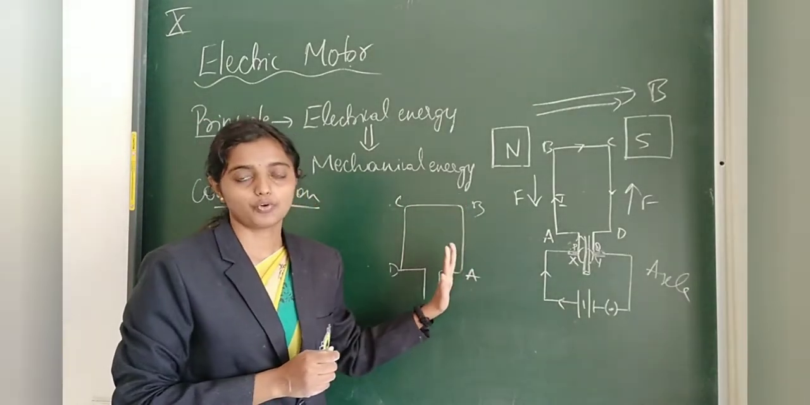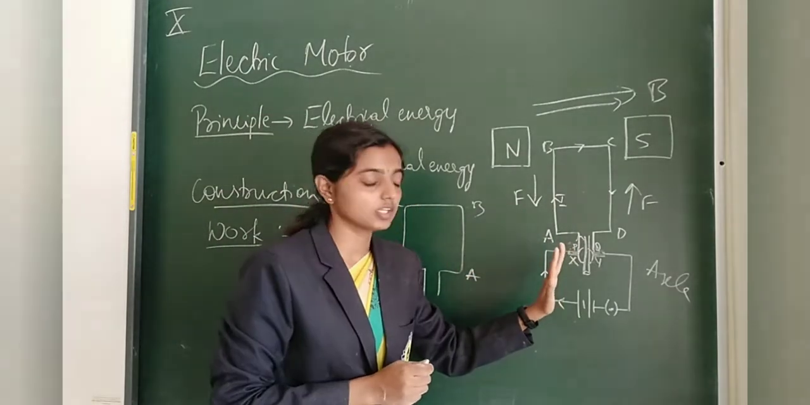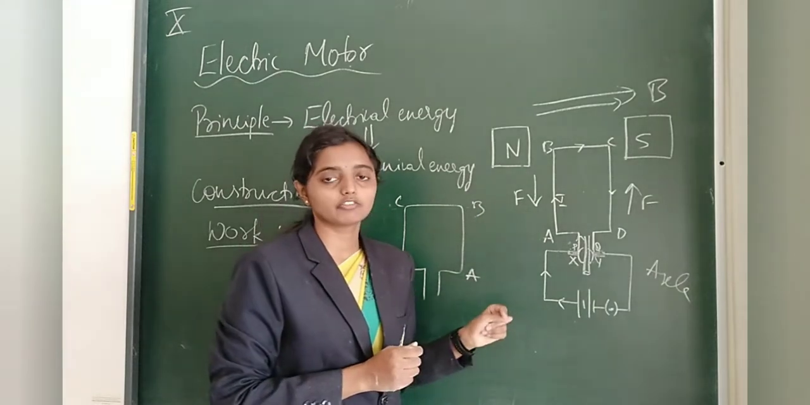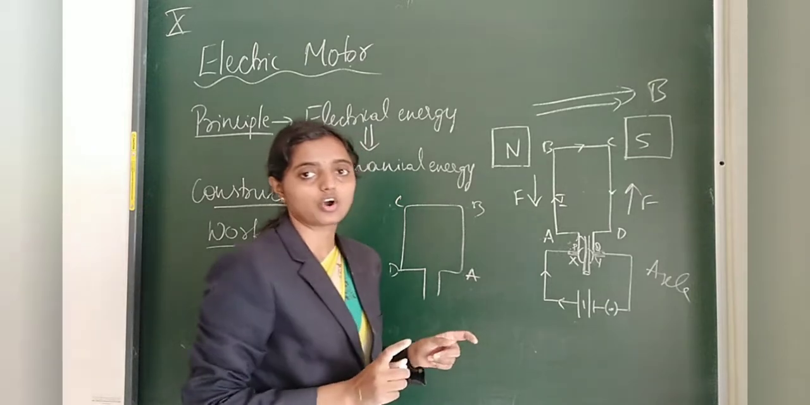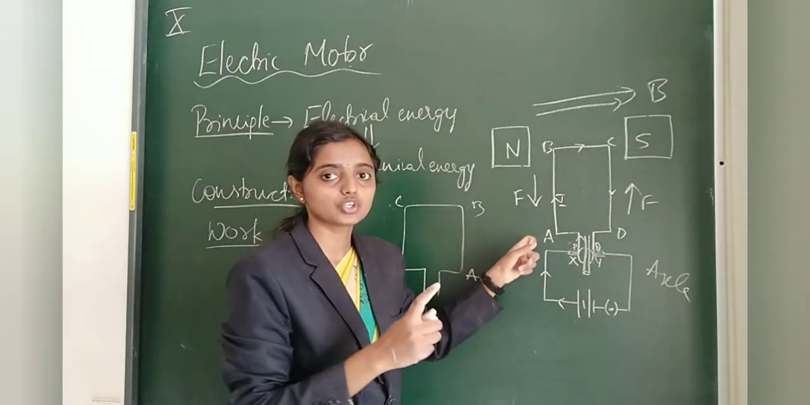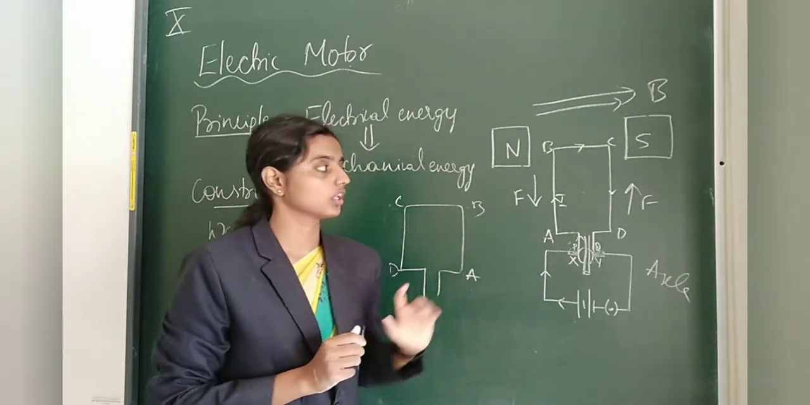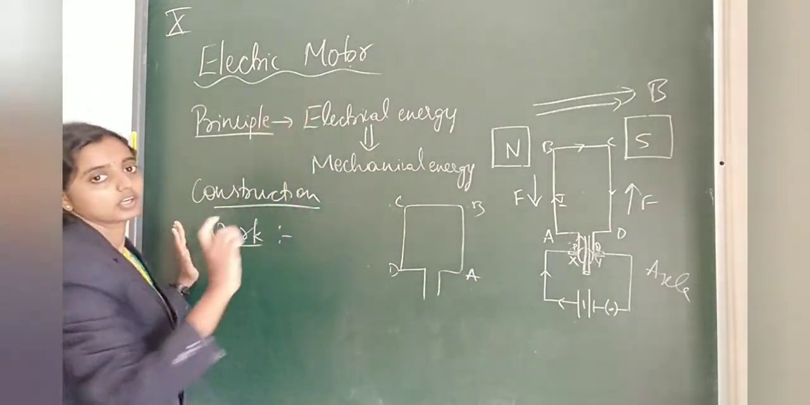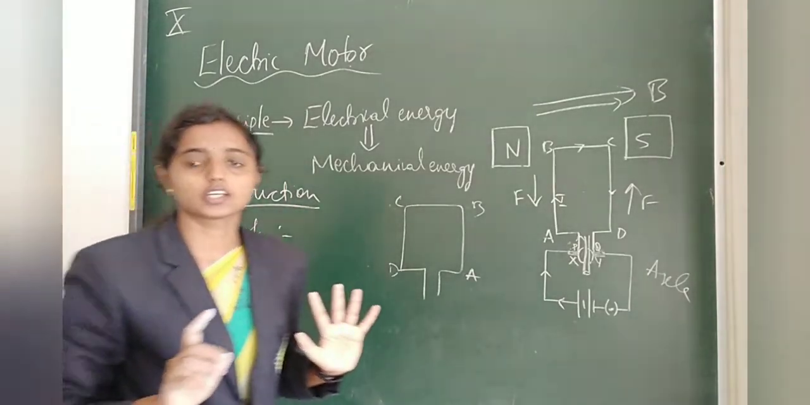It will be upwards. So as the coil completes half a rotation, the direction of force, current, everything will be changed with respect to the naming of this rectangular coil. That means they will remain the same, but we should mention it along with the naming of this rectangular coil. So all this is about the working of the electric motor. Now I hope you understood the principle, construction as well as working, right?